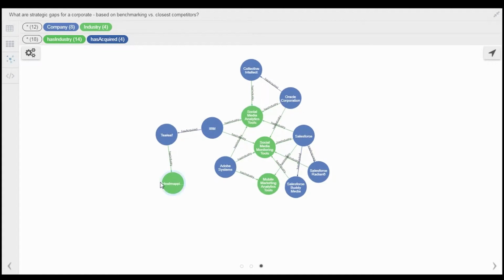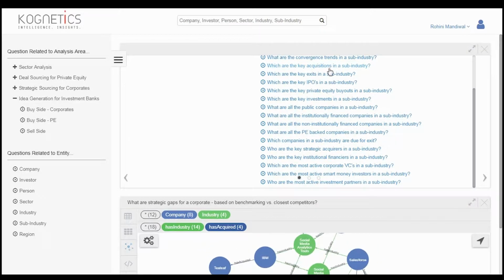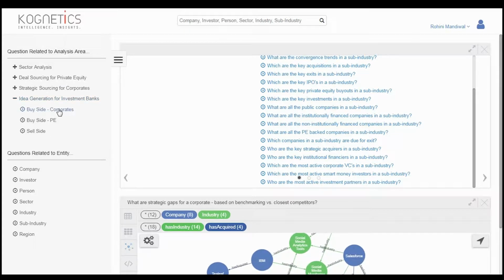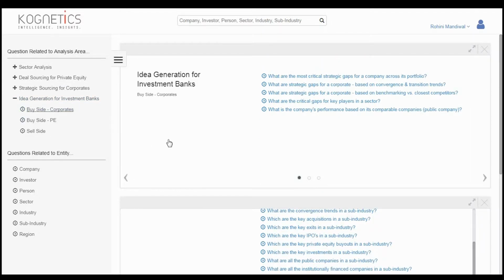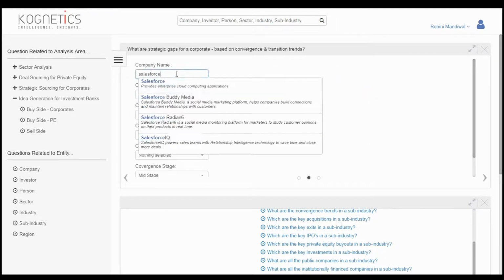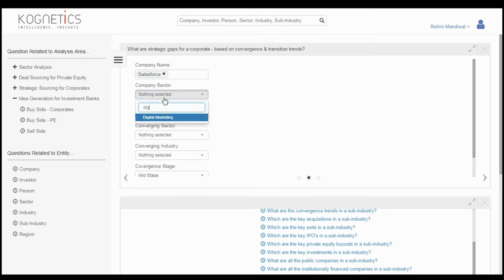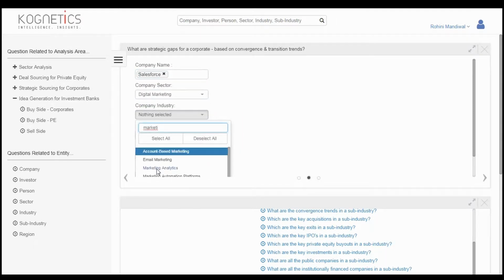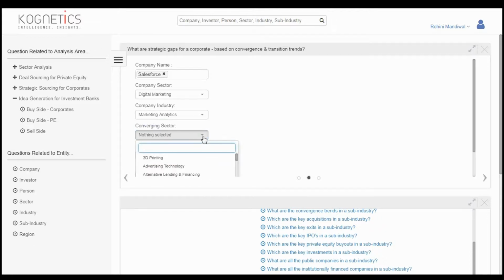Again, the capability gaps at a product service level for Salesforce within marketing analytics in the digital marketing umbrella can be determined. Let's now do a quick analysis vis-a-vis industry trends. Within idea generation for investment banks and buy-side corporates, select what are strategic gaps for a corporate based on convergence and transition trends. Type in company name, Salesforce, sector, digital marketing, industry, marketing analytics, converging sector and industry.